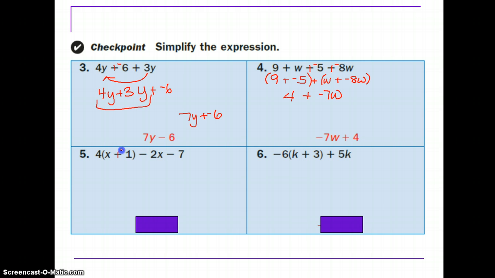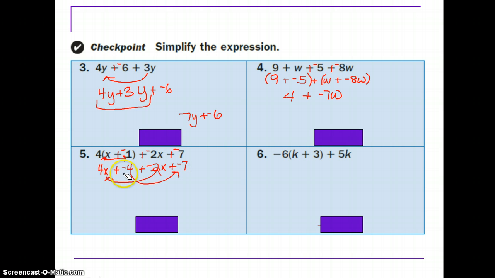Okay, let's change all these subtractions to adding the opposite. Distribute. See the parentheses next to the number? 4x plus, what's 4 times negative 1? Negative 4. I'm going to bring everything else down. Now I'm going to combine the like terms without moving anything. 4x plus negative 2x is 2x. Plus negative 4 plus negative 7 is negative 11.